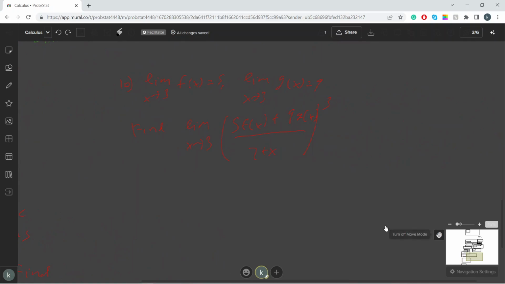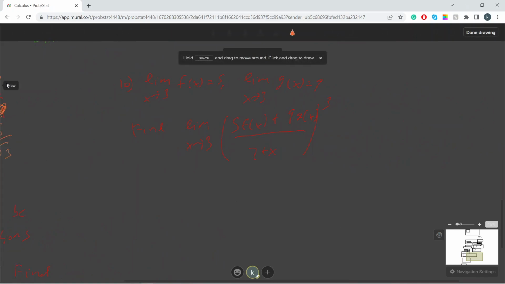Okay, now we're on problem 10. So problem 10 is not really taking limits of functions, but we're using properties of limits to solve problems. So we know that the limit as x approaches 3 of f of x is 5. The limit as x approaches 3 of g of x is 9. So we want to find the limit as x approaches 3 of the quantity 5 f of x plus 9 g of x over 7 plus x, cubed.